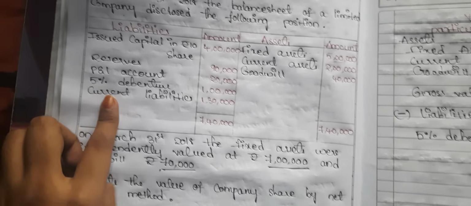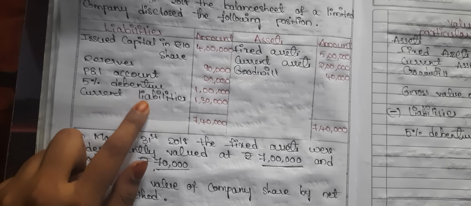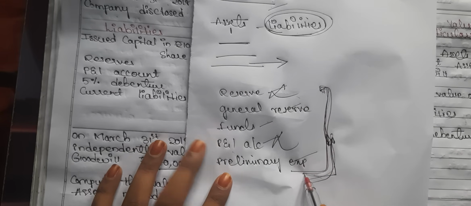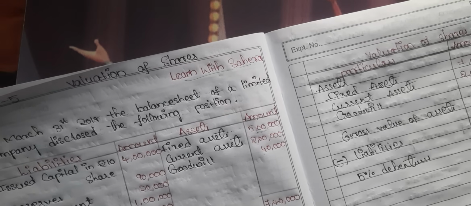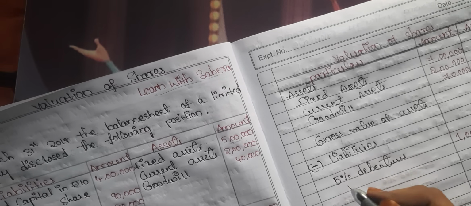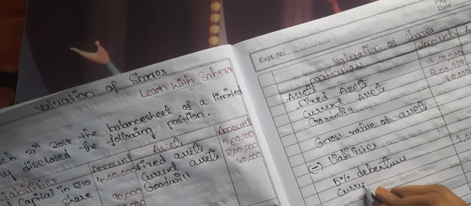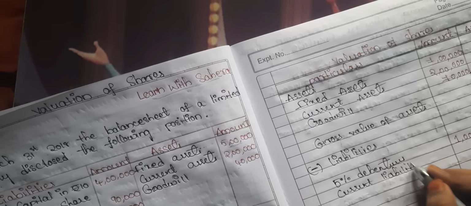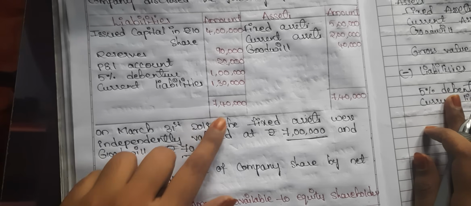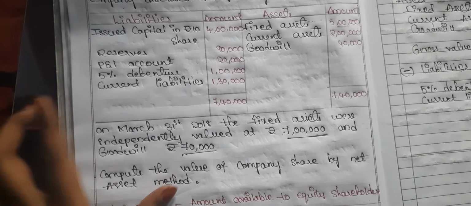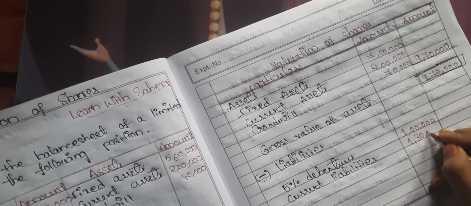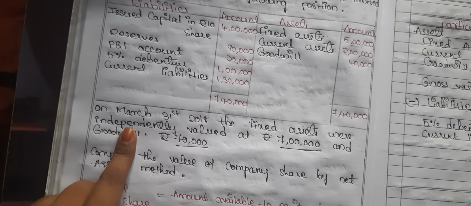Then what we have is current liabilities. Should we take current liabilities? Yes, we need to take current liabilities as well. So take current liabilities also. How much is the amount for current liabilities? It is 1,30,000, right? So take 1,30,000. After this, do we have any other liability here or anywhere?